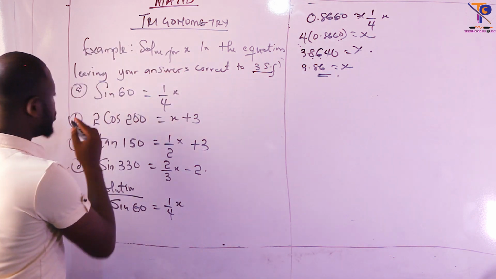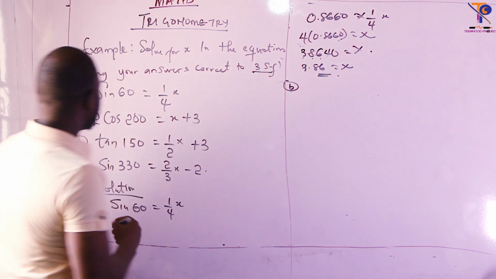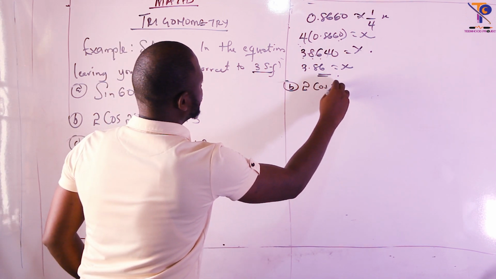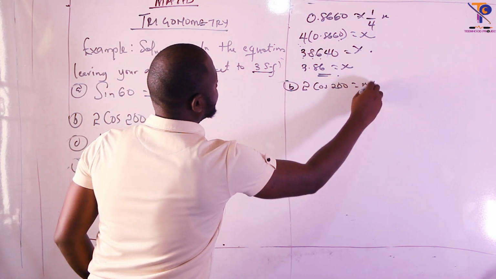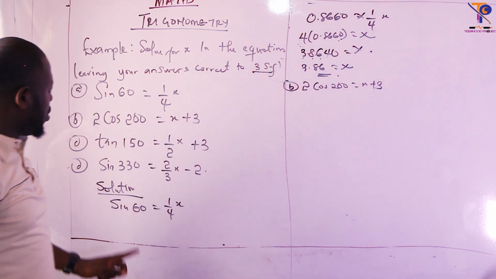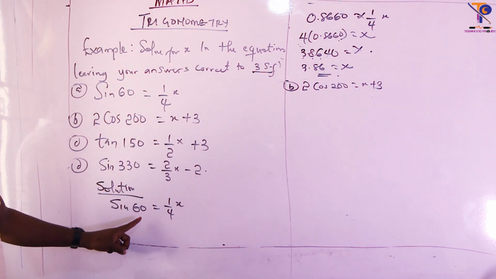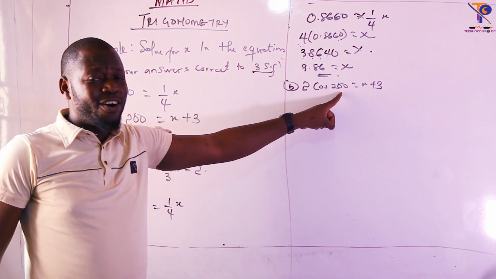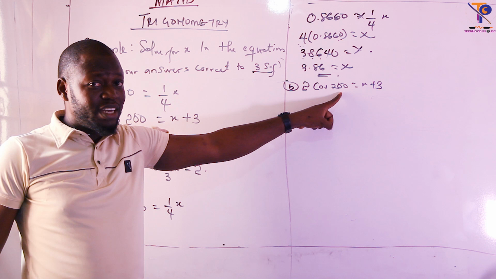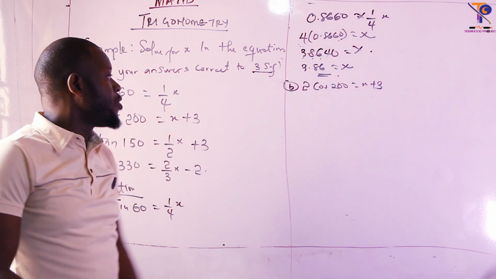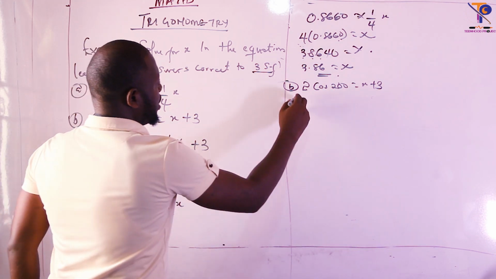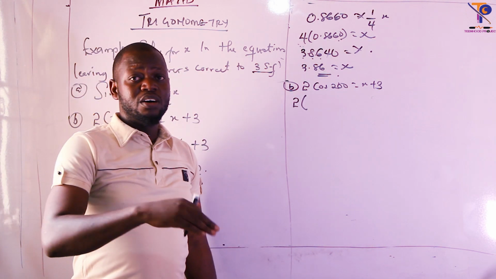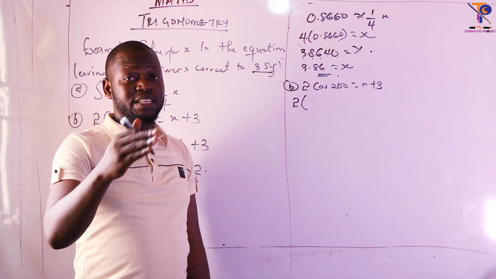So we move to question 2, that is B now. We have 2 cos 200 is equal to x plus 3. Here, we did not use quadrants because that was on the first quadrant, but this 200 is on the third quadrant. So from here, we will use our third quadrant. Third quadrant is theta minus 180. Do you remember?